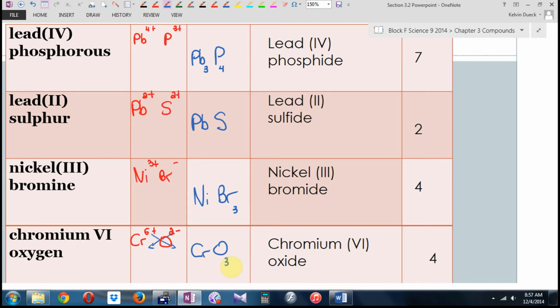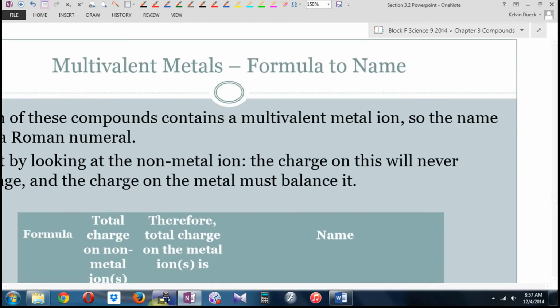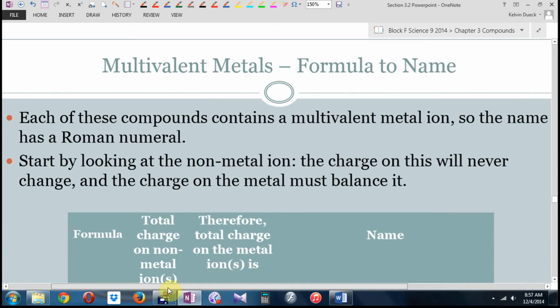What's really tough is going backwards. Going from the ingredients to formula to name, not too bad. Going from name to formula, way tougher. So, I wrote here, each of these compounds has a multivalent metal ion. So the name has a, you can fill this blank in, a Roman numeral.